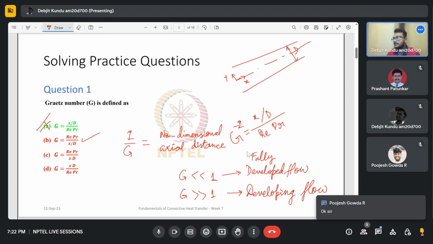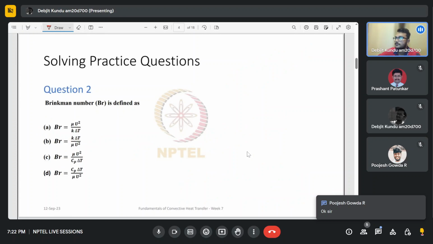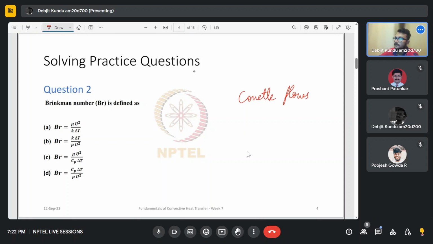Okay, so we will now move on. We'll move along to question number 2, which is asking us about Brinkman number, another number which becomes important in heat transfer in Couette flows. So what is Brinkman number defined as?